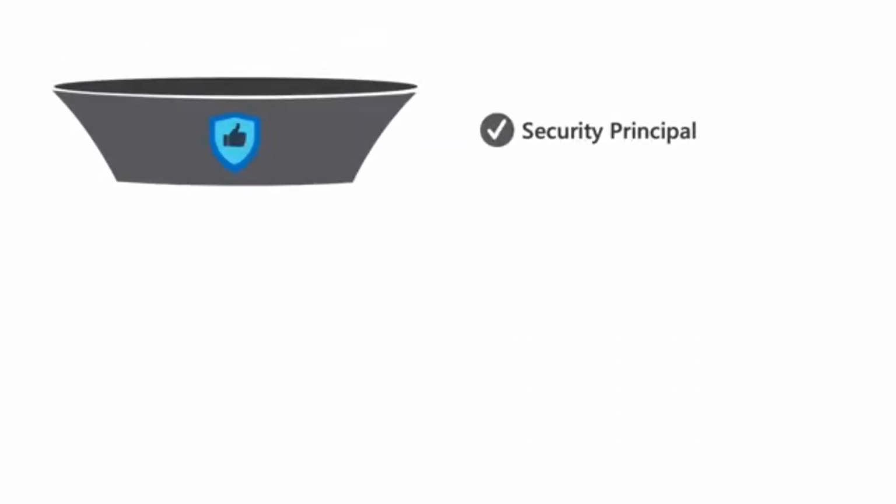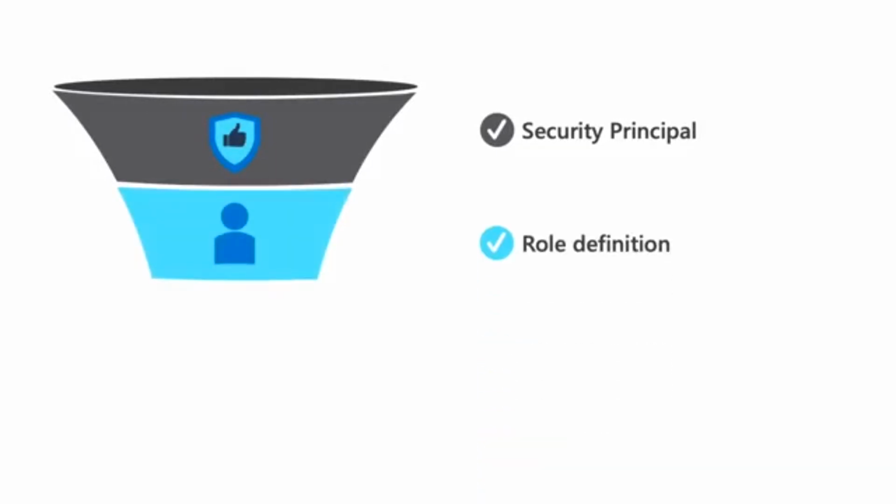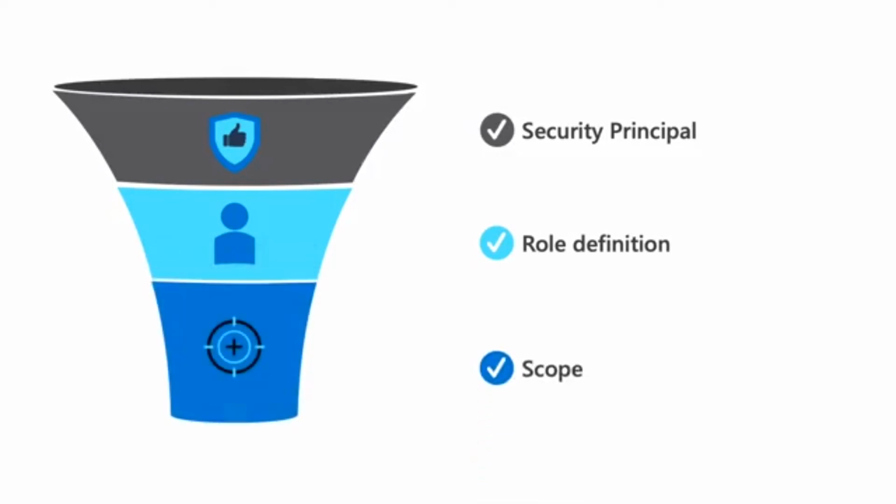A security principal is an object that represents a user, group, service principal, or managed identity that is requesting access to Microsoft Azure resources. A role definition, often abbreviated to role, is a collection of permissions. A role definition lists the operations that can be performed, such as read, write, and delete. Roles can be given high-level names, like owner, or specific names, like virtual machine reader. Finally, a scope lists the set of resources that the access applies to.